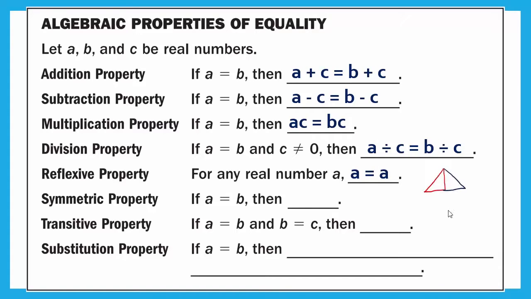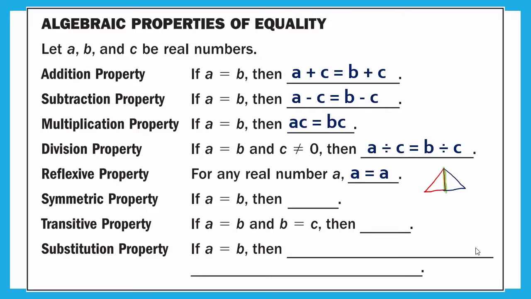So say for example, I have two triangles that share a common side. So this red triangle has this side in common. This blue triangle also has this side in common. We can say that this green line is reflexive to both the red triangle and the blue triangle because they share the same side. So when I say A is equal to A, I'm basically saying that some side is being shared by two figures.